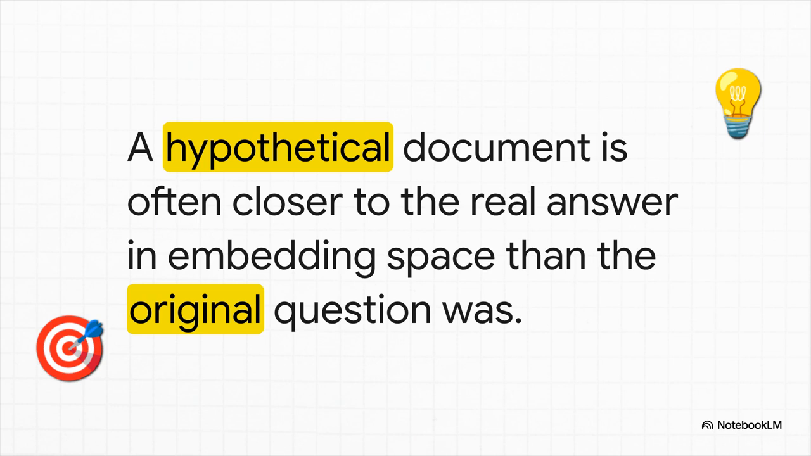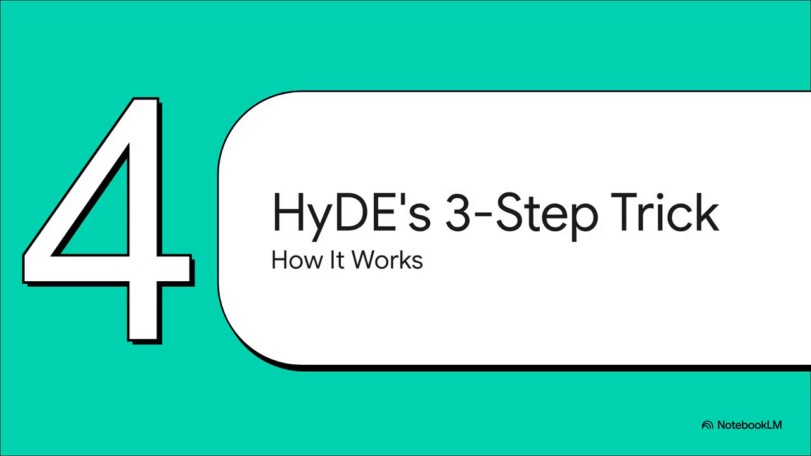You see, in the weird, high-dimensional world where an AI understands language, what they call embedding space, that fake answer is just closer to the real answer. It's more like it has the same shape, the same vibe. All right, so how does this actually work? What's really cool about this whole thing is that for such a powerful idea, it's actually surprisingly simple to pull off. It's basically a three-step trick.